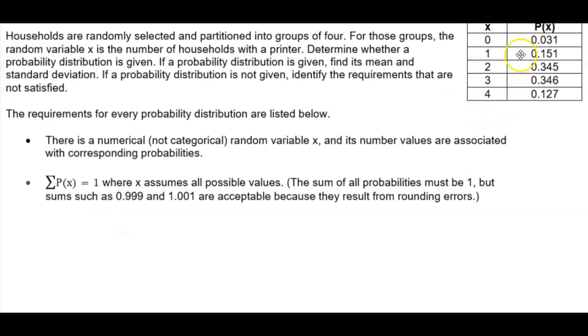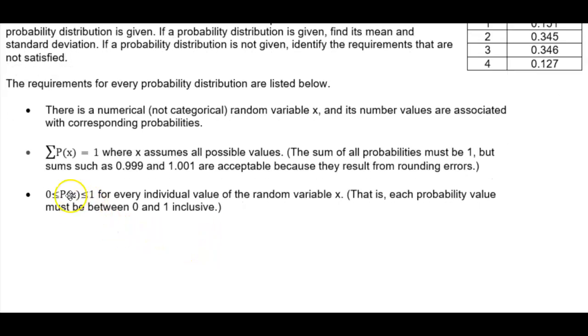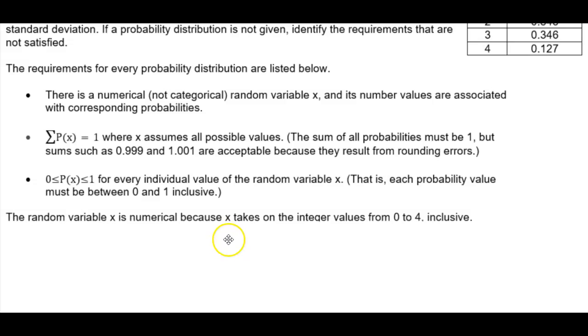Number 2, when we add the sum of the probabilities, it must equal 1, where x assumes all possible values. The sum of all probabilities must be 1, but sums such as 0.999 and 1.001 are acceptable because they result from rounding errors. And last, the probabilities must be between 0 and 1 inclusive, for every individual value of the random variable x. Again, each probability value must be between 0 and 1 inclusive.